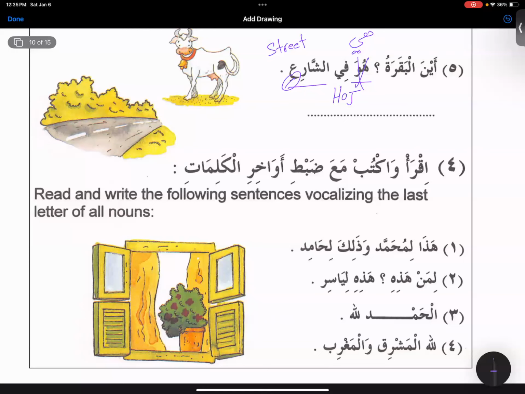Okay, now hadha li. Now again we have to give the irab. Muhammadin. So hadha li Muhammadin. Very good. What is the translation? This is for Muhammad. Very good. And that is li Hamidin, that is for Hamid. Very good. Next one. Liman hadhihi? For whose is that, or for whom is that? Hadhihi li Yasirin. This is for Yasir. Very good.